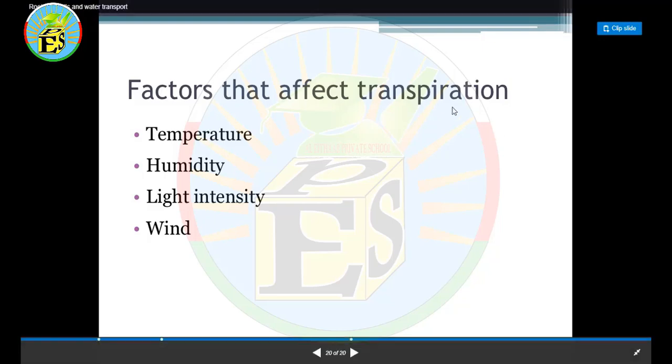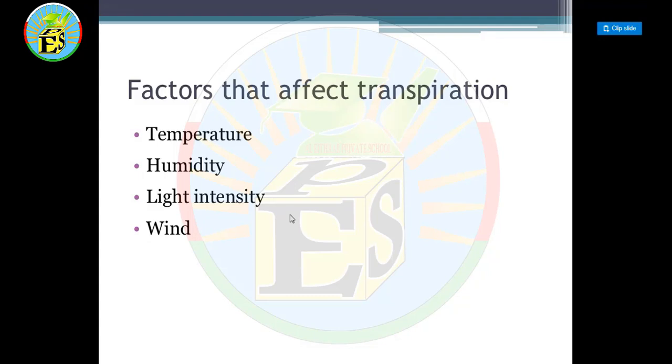Factors that affect transpiration: higher temperature, more transpiration; humidity, less transpiration; more light intensity, more transpiration; more wind, more transpiration. So that was about the root hair structure and the function of root hair cells. The function is they absorb water by osmosis and maintain the level of water in the plant.